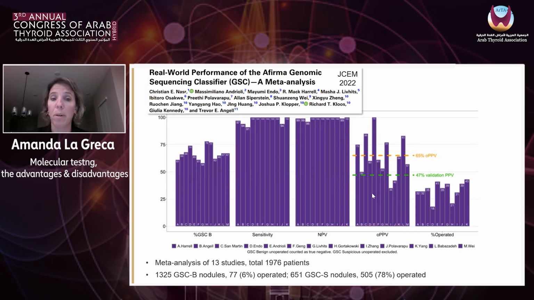So if you remember when we were talking about the Afirma validation studies, only 47% had positive predictive value, but in the real world it is higher, 65%. But the difference is mainly because most of the ones that are called benign were not operated. That's the main difference, that in the clinical validation studies, all the cases go into surgical path to validate the test. So that's the gap that we see here.